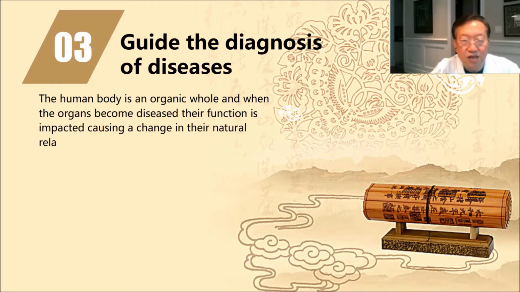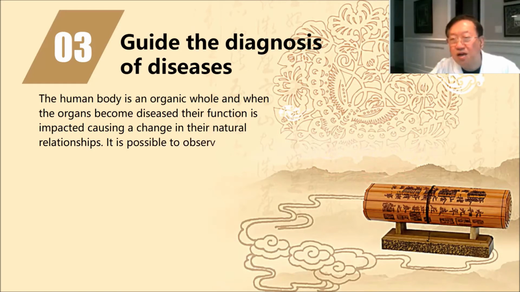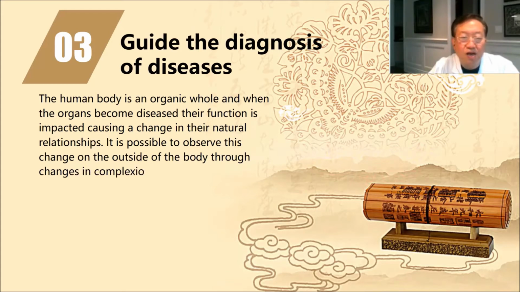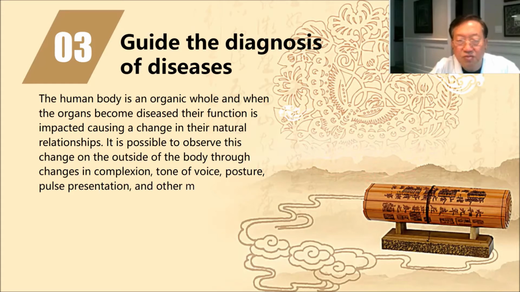Part 3, Guide to the Diagnosis of Diseases. The human body is an organic whole, and when the organs become diseased, their function is impacted, causing a change in their natural relationships. It is possible to observe this change on the outside of the body through changes in complexion, tone of voice, posture, pulse, and other metrics.